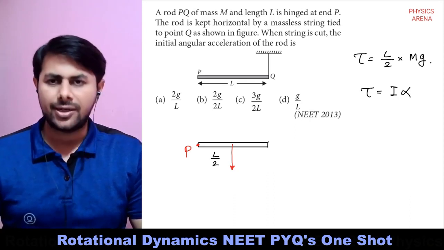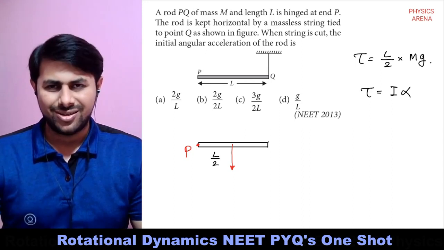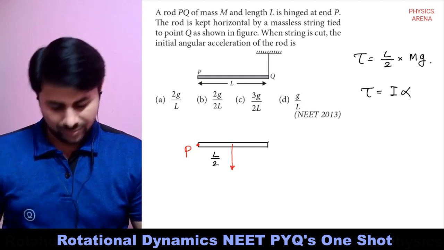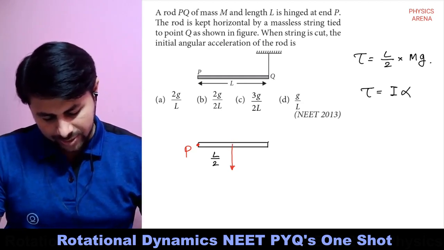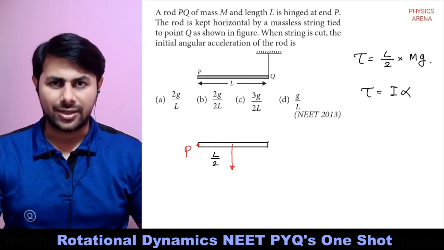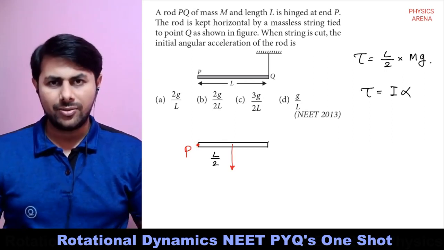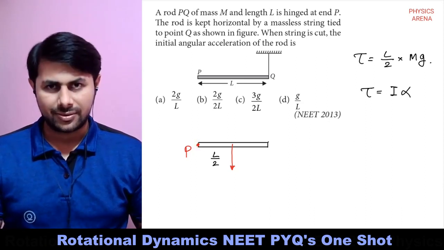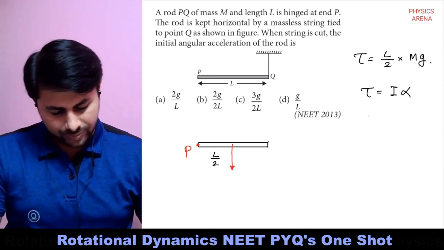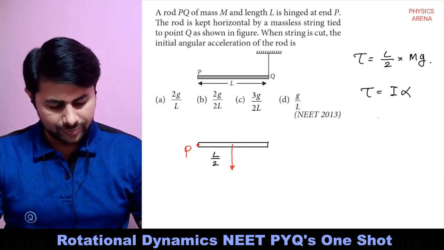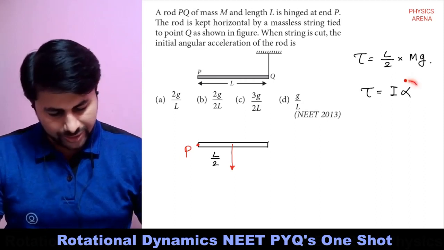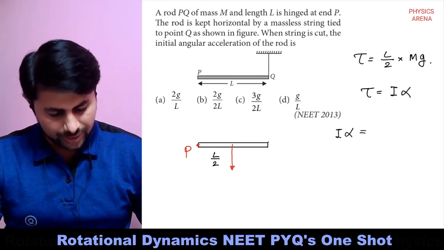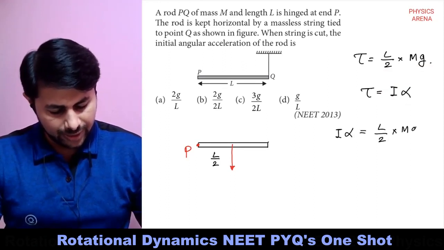Now we have to use the correct formula for moment of inertia. There is one formula, ml square upon 12, which is about an axis which passes through the center. We don't want that. We want a formula for moment of inertia about this axis which passes through what? One of its edges. So what is that formula? I is equal to what? Okay, so first of all I will equate this. I alpha equals, because torque is I alpha, it's equal to what? L by 2 multiplied by mg.